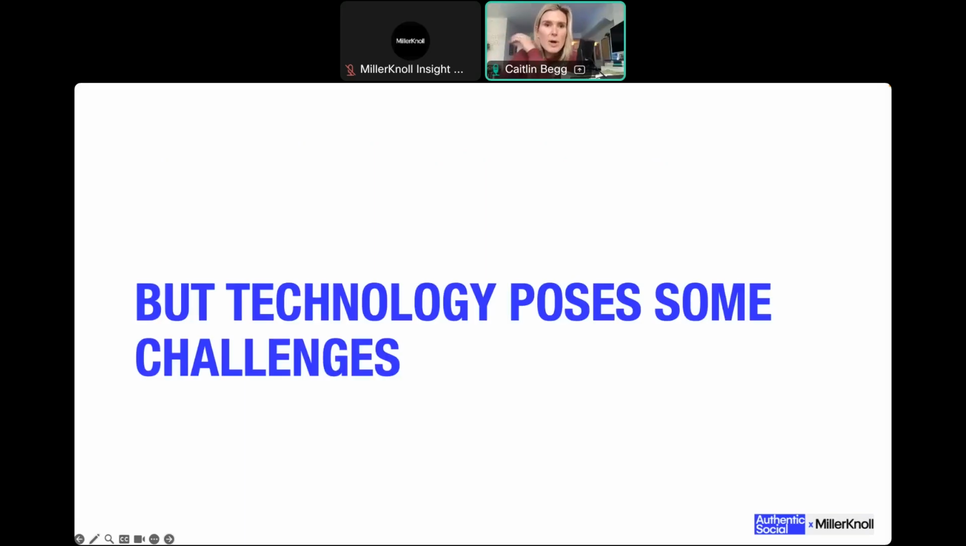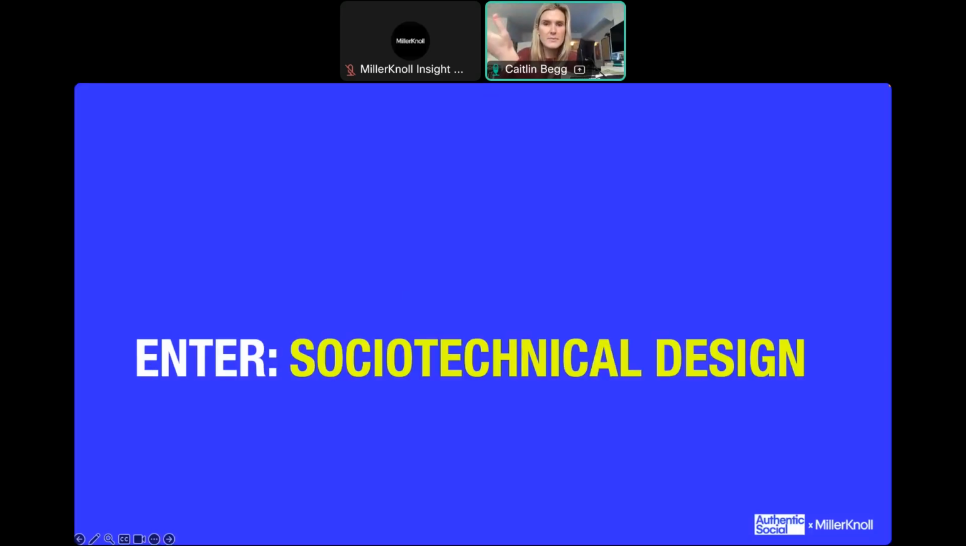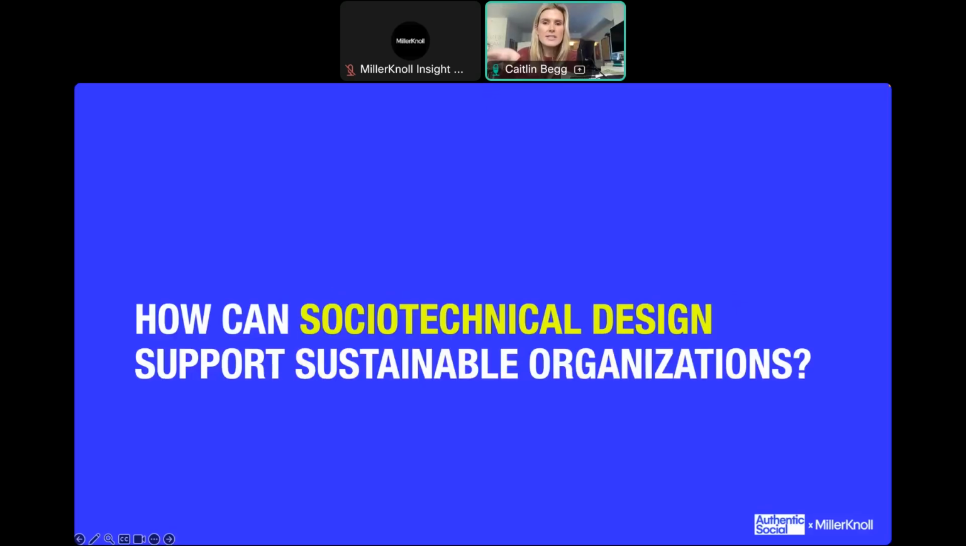But technology does pose a lot of challenges to making all of this a reality. And this is where socio-technical design comes in. So first, I want to explore, how can socio-technical design support sustainable organizations? When we think about relationship-based work and our relationships, technology plays a critical role in all of them: relationships with ourselves, coworkers, and the company on a broader level.